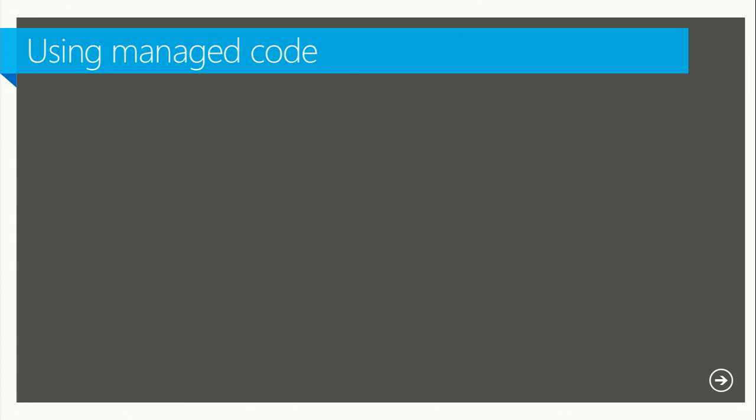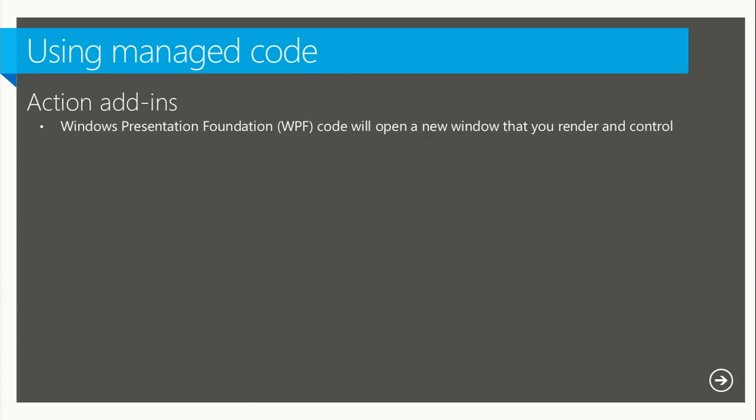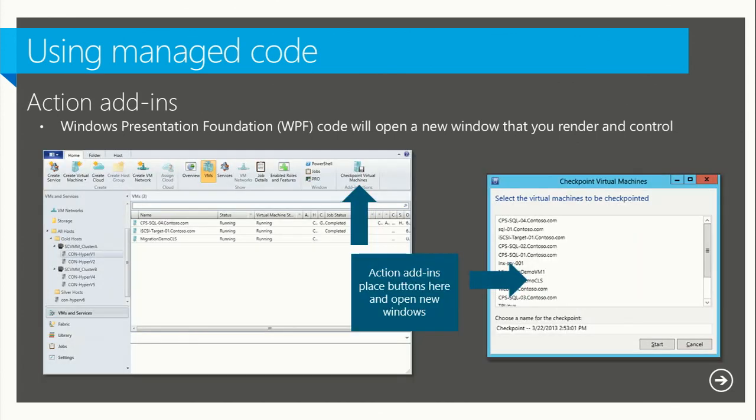The other possibility is managed code. So there are two types of add-ins that are managed code. One is called Action Add-ins, and these use WPF code, and they'll open a new window that you render and control. So again, these look sort of similar to the XML add-ins, but they've got a lot more power to them. So again, you can see the button over here on the right opens up this. This is a window that was created by the add-in.